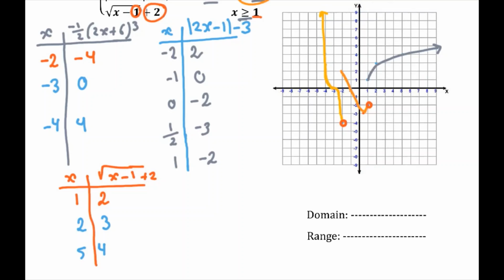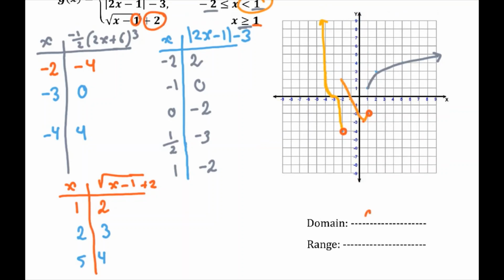Domain, okay, all real numbers. And the range would be anything from here all the way up. So from -4 to infinity, and open at -4 because of the open circle.